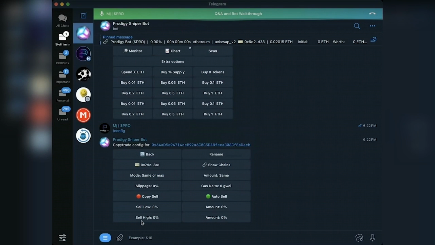If you set zero, this is what someone did before. They did auto sell and they didn't set up any kind of amount sell. So they set their sell low and sell high amounts, like percentage, like 200% and like negative 50. But they didn't say how much they wanted to sell at those moments, which is not going to go well. You need to set that up. Oops. That's copy trading in general.